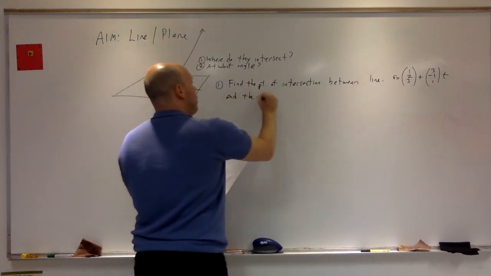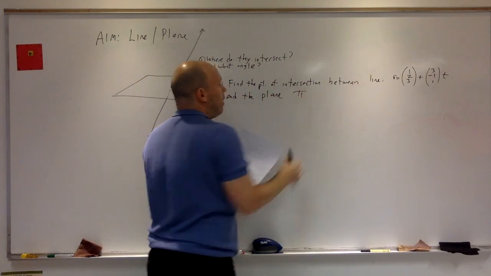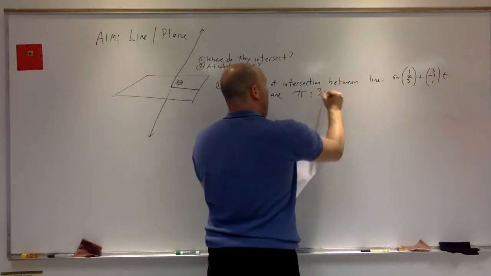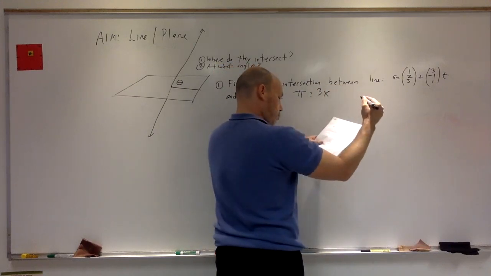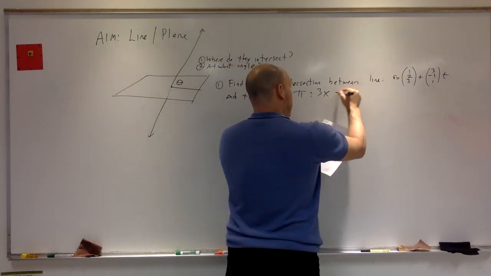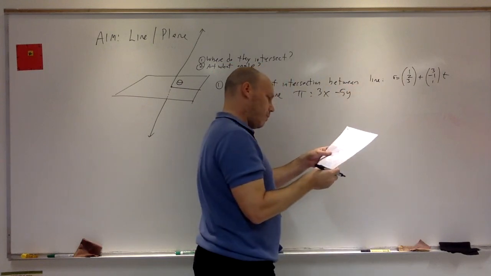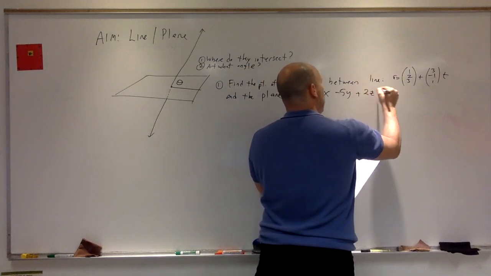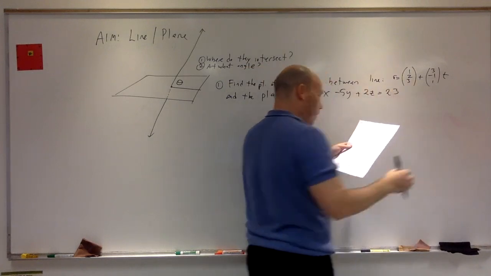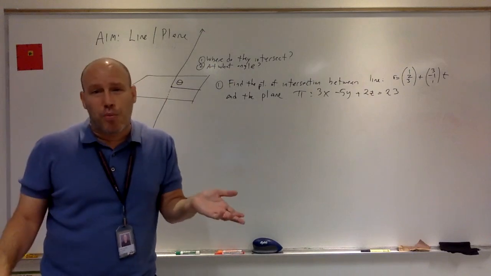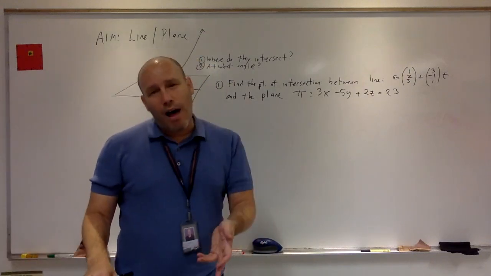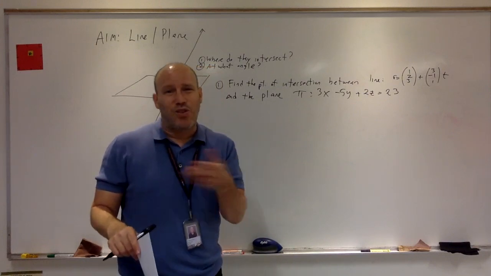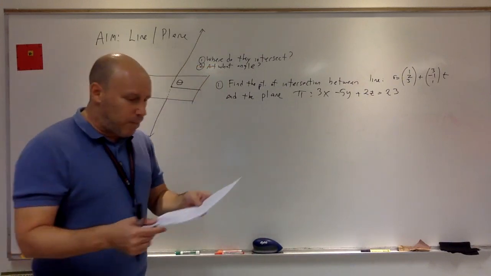And the plane, usually they use pi to represent the equation of a plane, which is 3x minus 5y plus 2z equals 23. Now, obviously, you can go to GeoGebra and draw the line and put in the plane, and you'll see that there should be a button for the intersection. But let's see how we can do it mathematically.